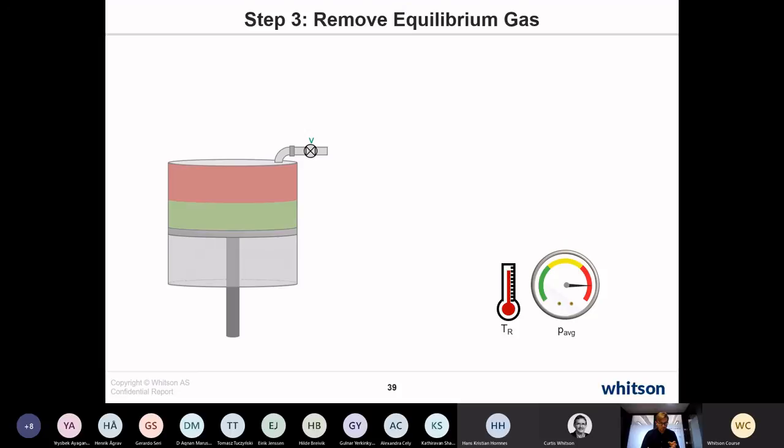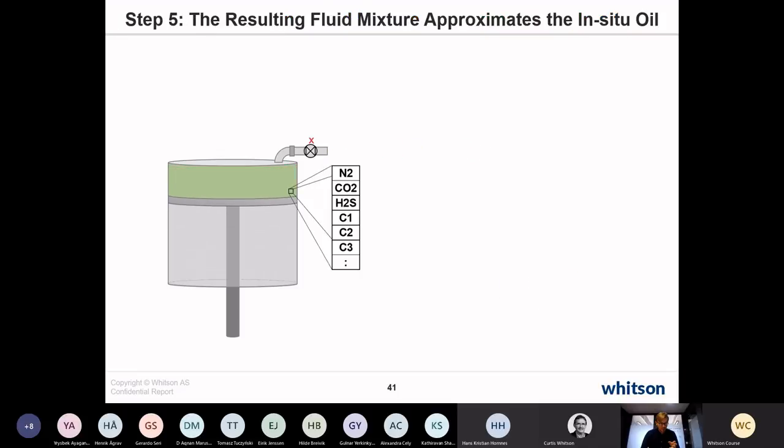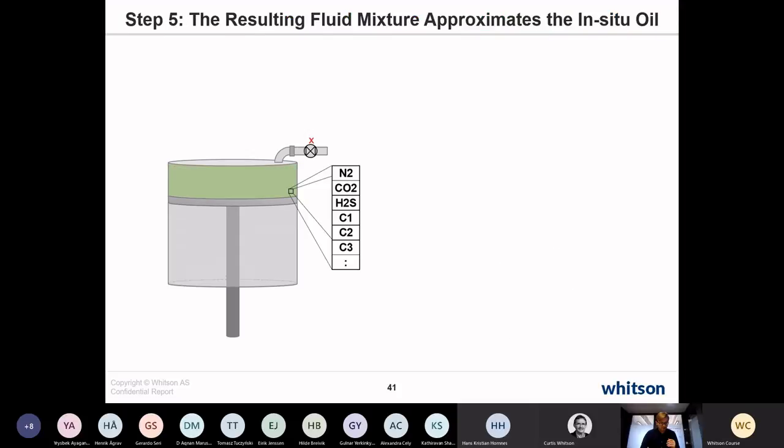And then you remove the equilibrium gas. And then in different stages, you introduce the equilibrium gas until the Rs is equal to the initial Rpi. So that's the initial producing GOR. Or you can use the bubble point constraint instead.